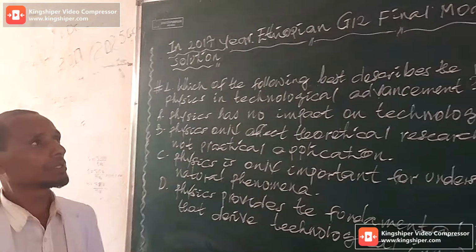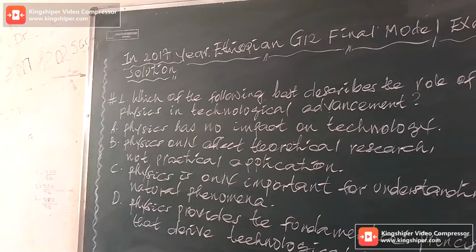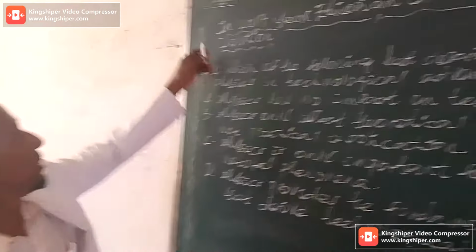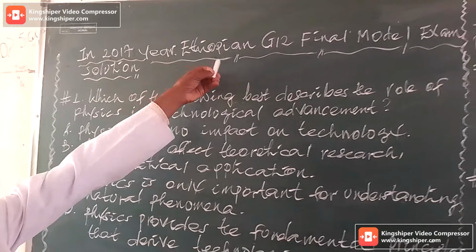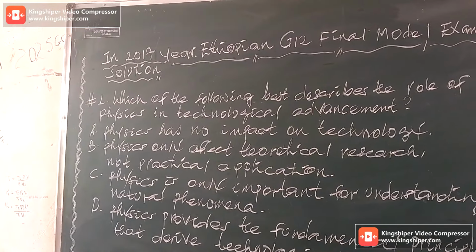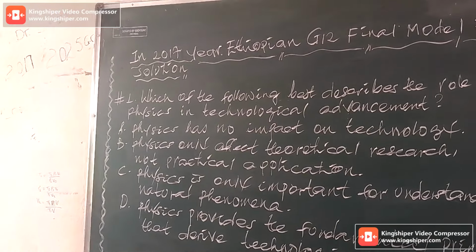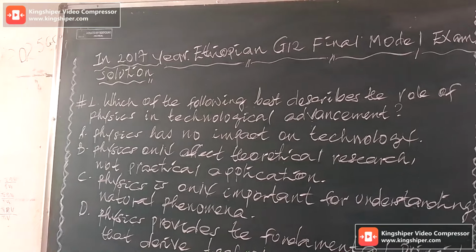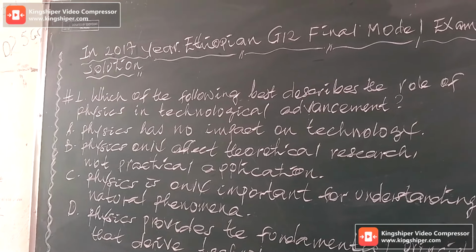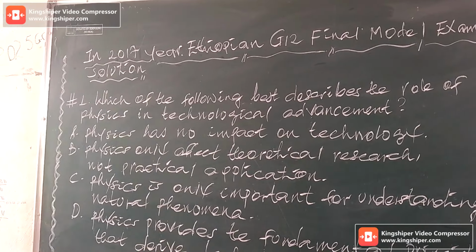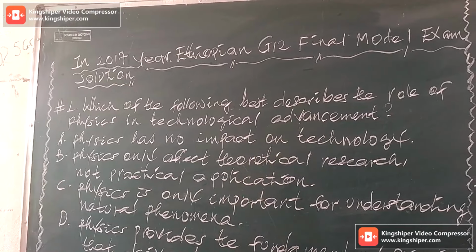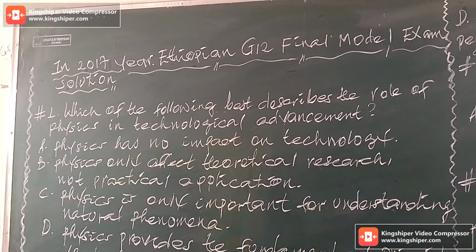In this video, we will discuss the Ethiopian grade 12 final model exam solution, the 2017 year exam. There is a question related with the grade 12 model exam. Our instruction says to choose the correct answer from the given alternatives. Question number one says, which of the following best describes the role of physics in technological advancement?